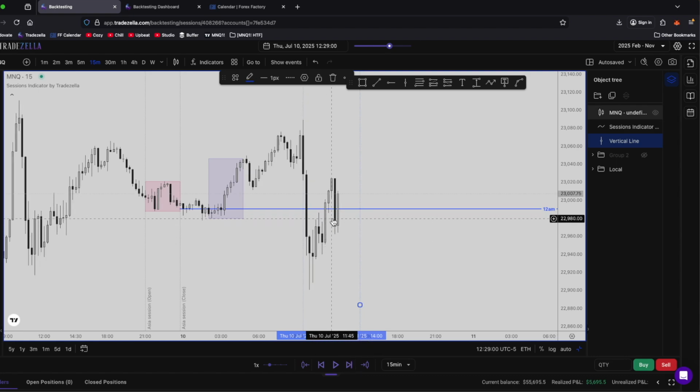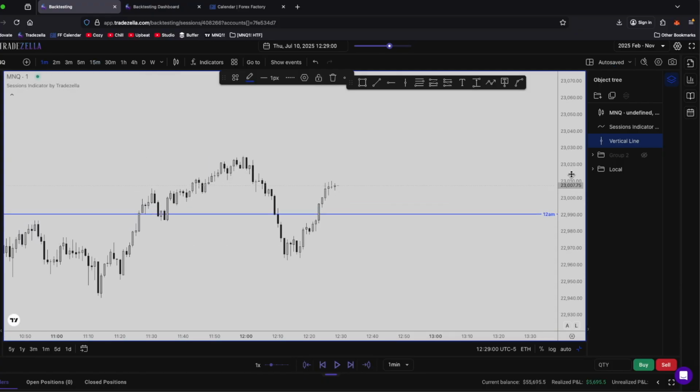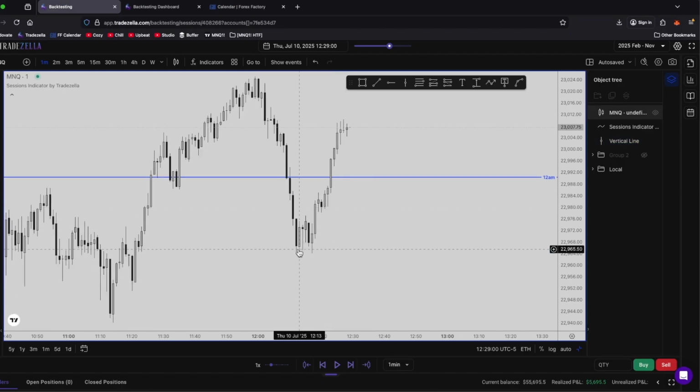So here is a tap into this 15-minute fair value gap. I don't trade the lunch hour, but I betcha there's an inversion there. There's a bunch of them. So right there, during lunch hour.